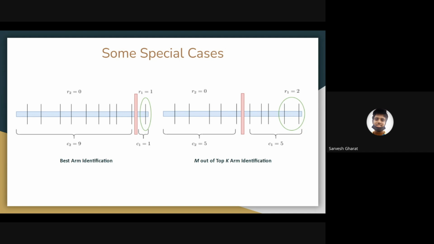So basically, this particular problem specializes to various problems in the standard bandit literature and covers the entire space of bandit problems. Are there any questions in the problem formulation?